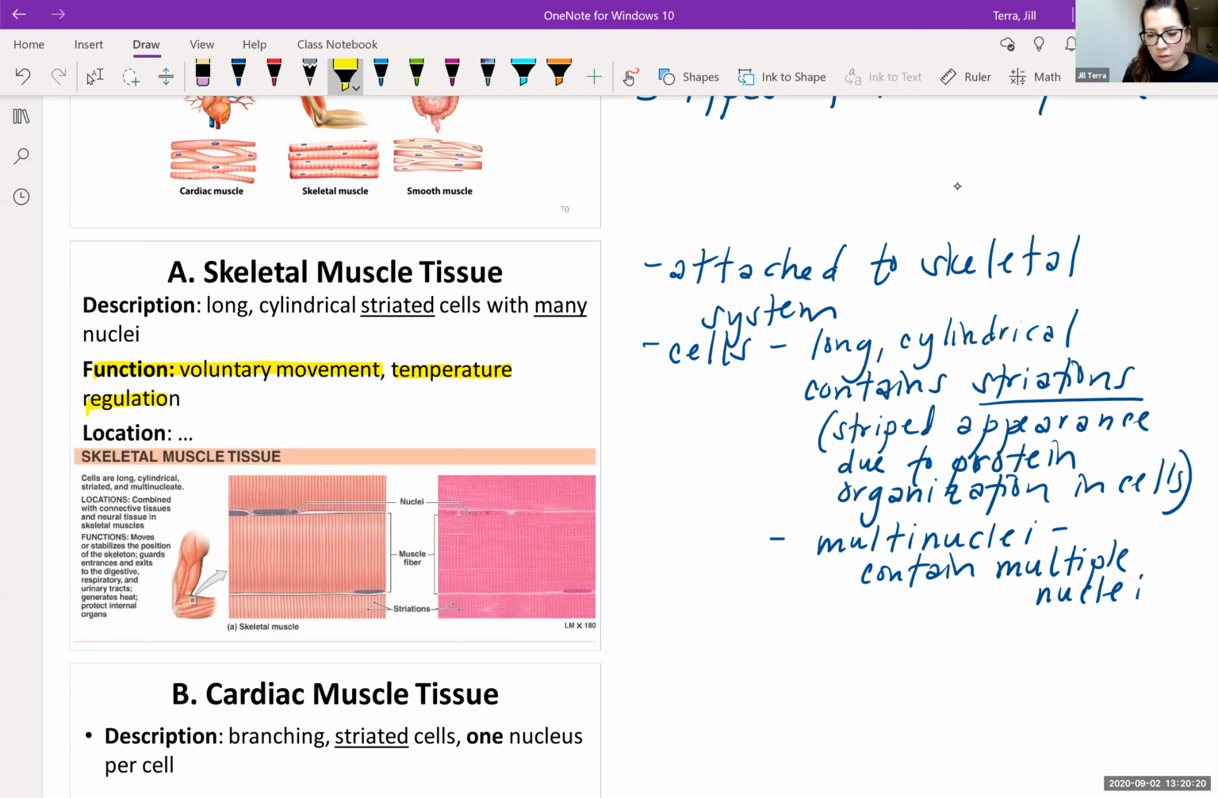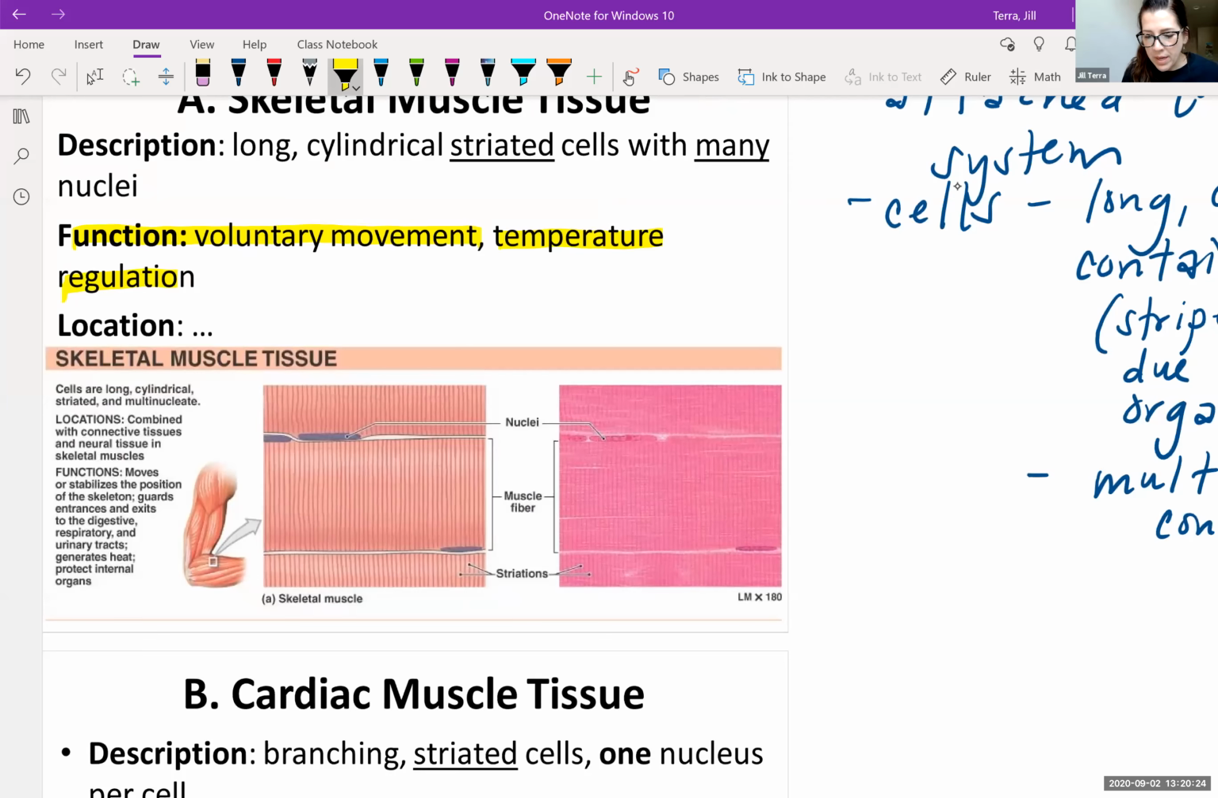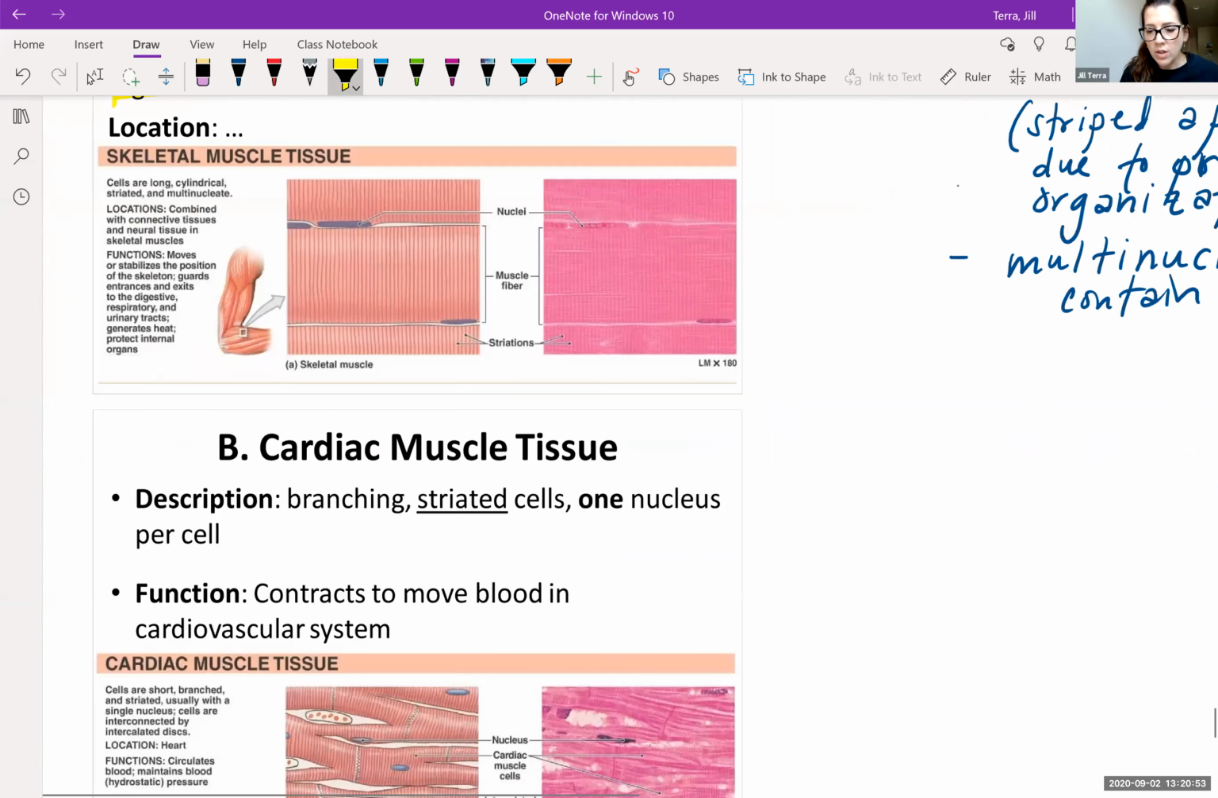So let's look at the skeletal muscle tissue. Here we're looking at a little piece of a forearm muscle, and we see the muscle fibers in this striped appearance, and that there are multiple nuclei. And we see that it does in fact have this striped appearance because of the organization of proteins within these cells. Okay. All right, so let's look at the next type of muscle tissue, which is cardiac muscle.